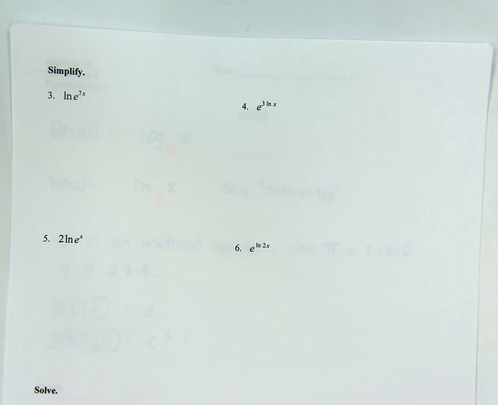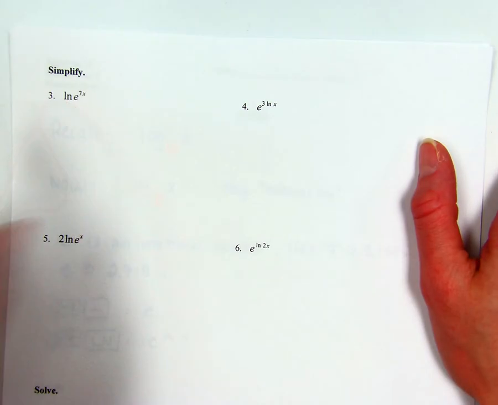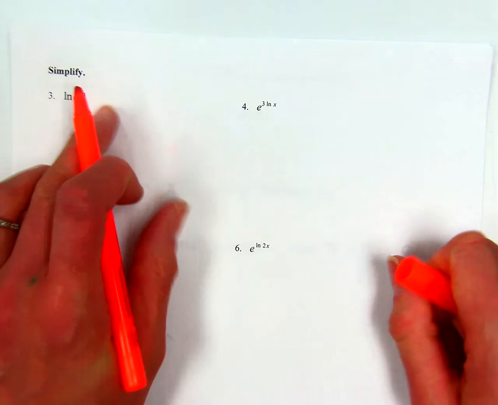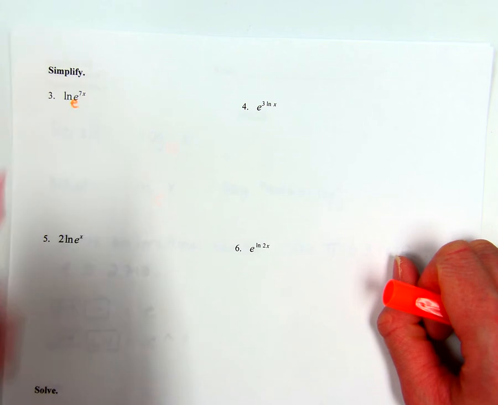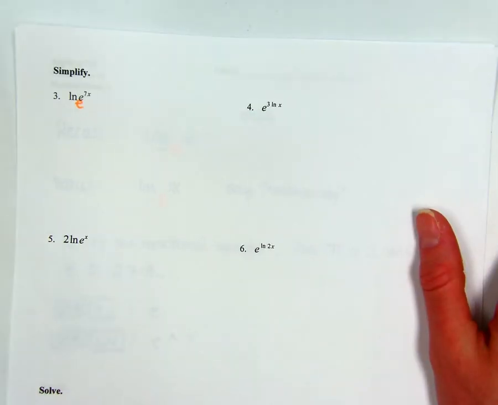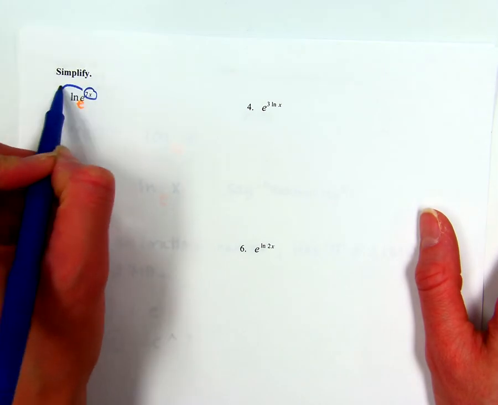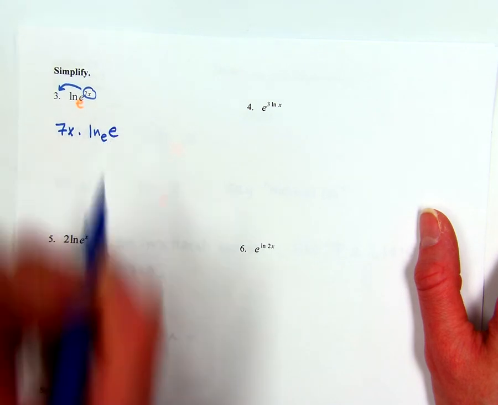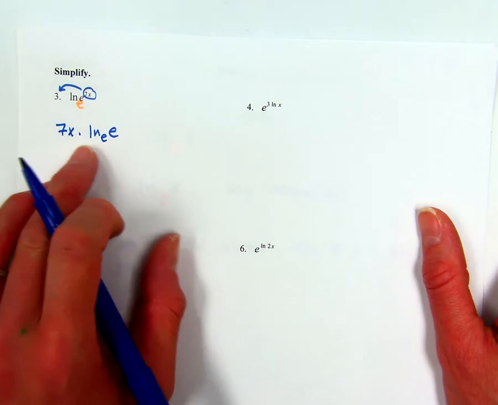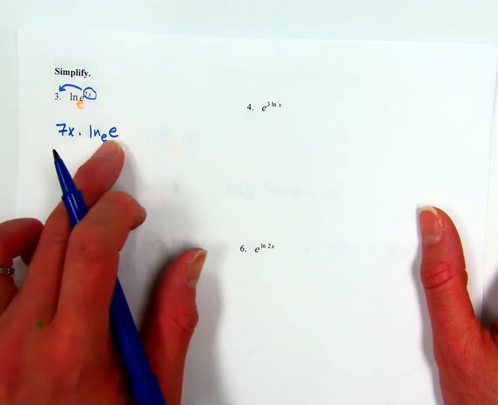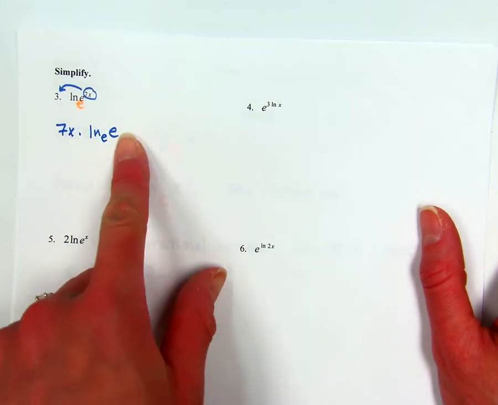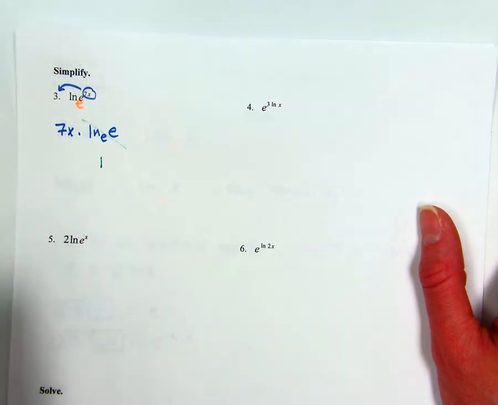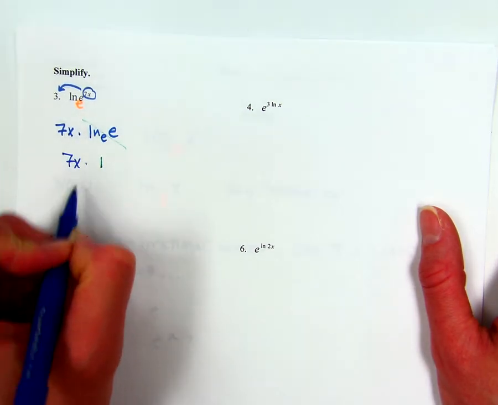If you remember, a log and natural log are the same thing. You just have to know what your base is. So when you see natural log, remember your base is e. I'm going to put in a base right here. So it's really log base e of e to the 7x. Anytime you see an exponent, you can put it out in front. So 7x times log base e of e. If we have a log that has the same base as the number we're taking the log of, these cancel out and this equals 1. So this is just 7x times 1, which is just 7x.